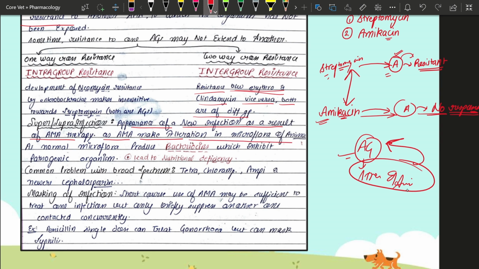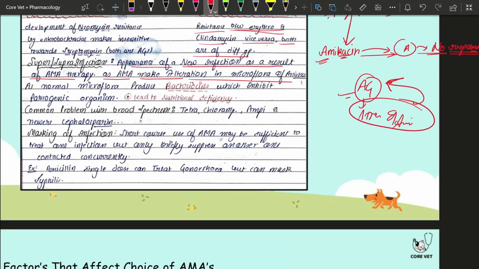So when there is an alteration in the microflora of any animal, it is going to suppress that particular microflora inside your body. So it will obviously lead to the exposure of new infections, right? The common problem, the superinfection or suprainfection, is generally seen with broad spectrum antibiotics, because they show their effects widely. It is a common problem with broad spectrum agents, the superinfections, right?